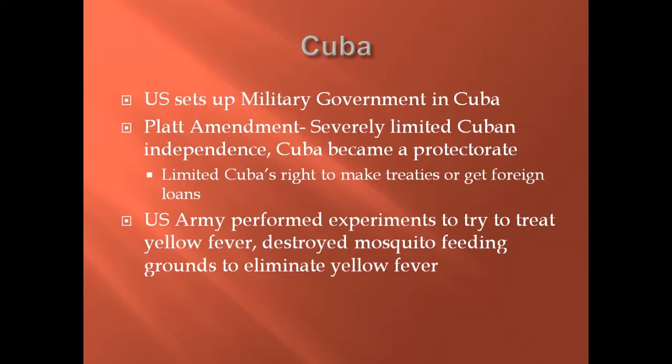So after Cuba was released from Spain, America set up a military government in Cuba. The Platt Amendment was passed, which severely limited Cuban independence. This was to prevent Cuba from getting loans from other countries, thus starting new conflicts. The US then did a whole bunch of experiments with diseases in Cuba.